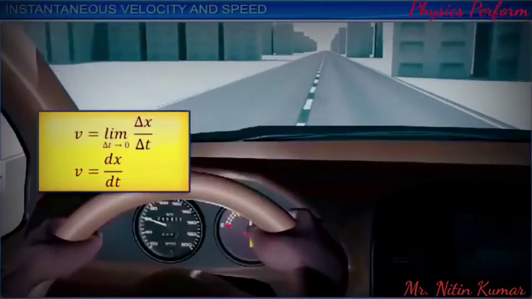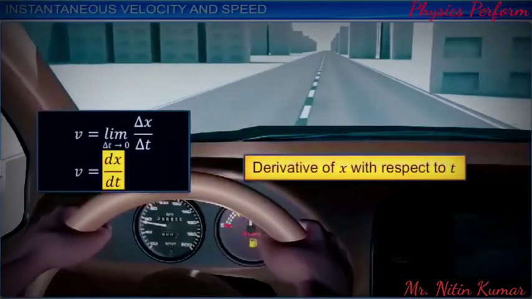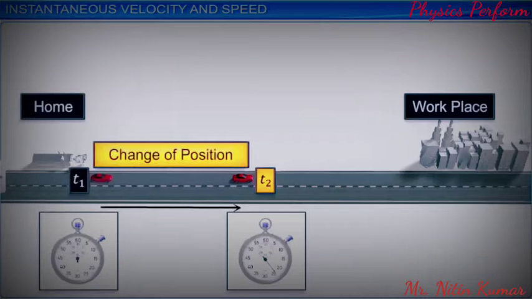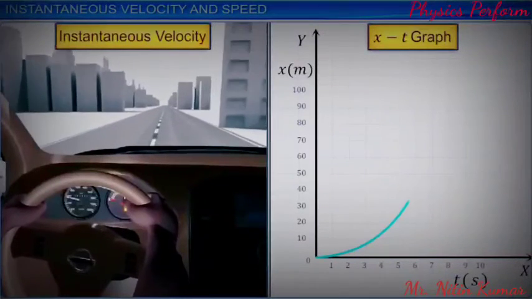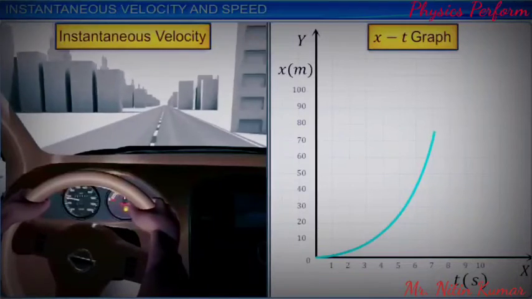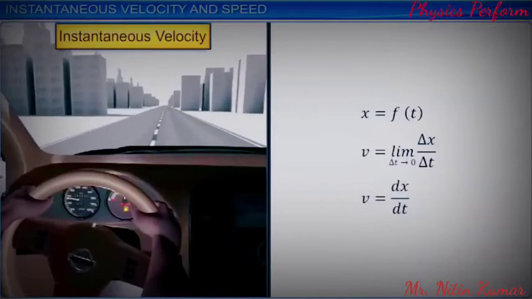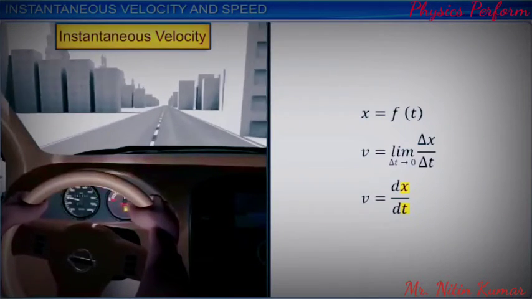In differential calculus, the right-hand side of this equation is called the derivative of x with respect to t. It represents the rate of change of position with respect to time at that instant of time. We can obtain the value of instantaneous velocity either from the x-t graph or numerically using differential calculus if the relation between x and t is known for the motion.